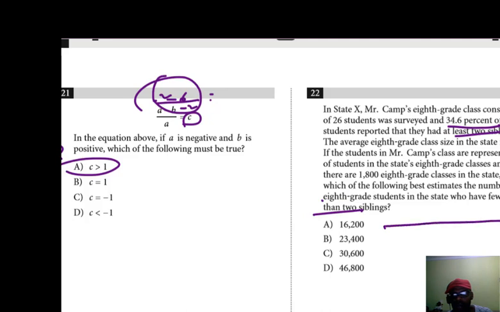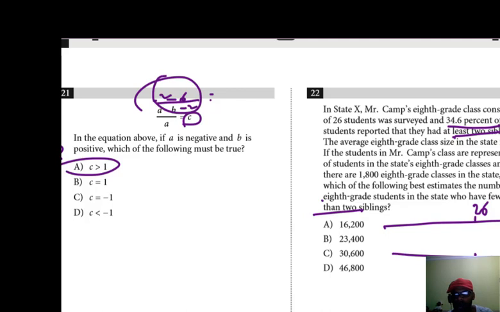Let me draw here, that would be easier. Okay, so this 8th grade class consists of 26 students. We surveyed 34.6% of the students who report that they have at least 2 siblings. There are 26 students. Okay, we have students here, percent. So we have 26 students in a class, and then they select 34.6 of them, because that's the average who have at least 2 siblings.